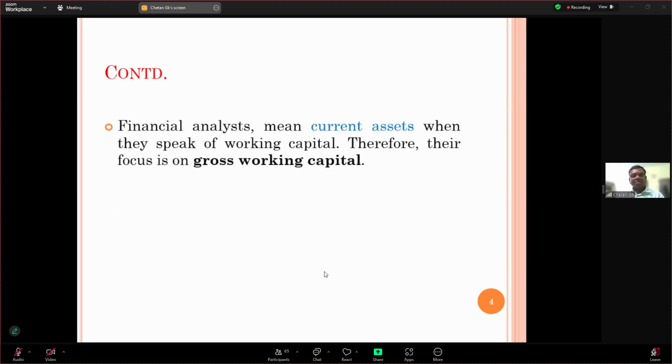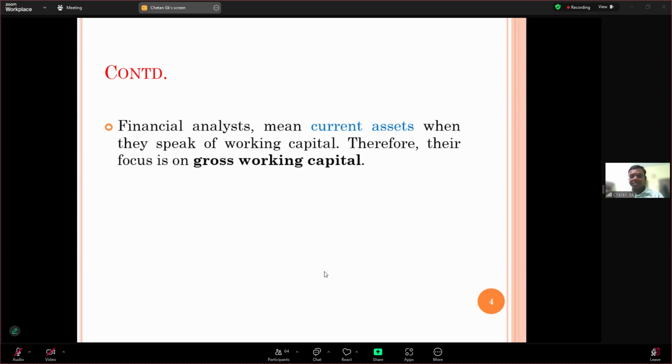So financial analysts mean current assets when they speak of working capital. Therefore, their focus is on gross working capital. They are not saying net working capital. You have to understand the difference between gross working capital and net working capital. Gross working capital is just the current assets. If I only speak about the current assets on the asset side of the balance sheet, it is called the gross working capital.